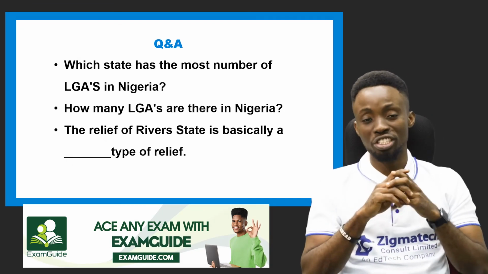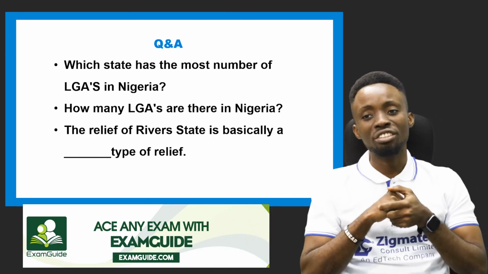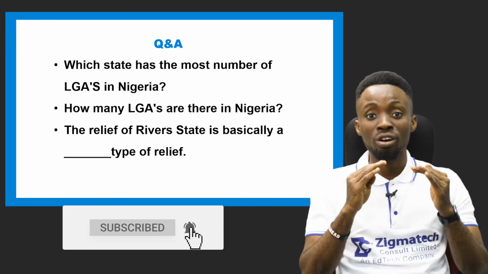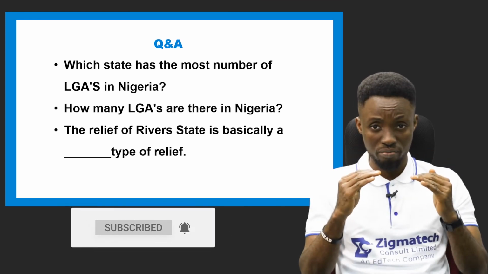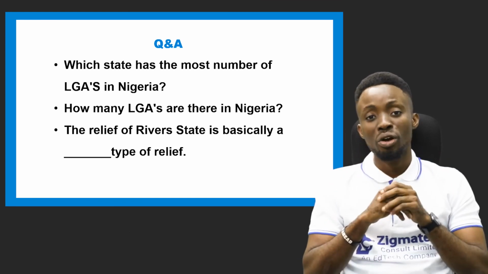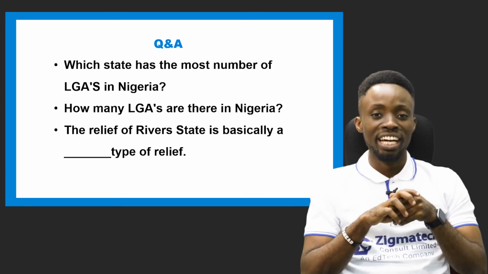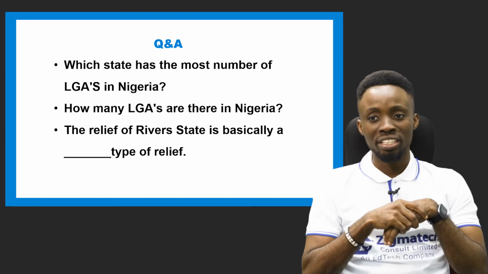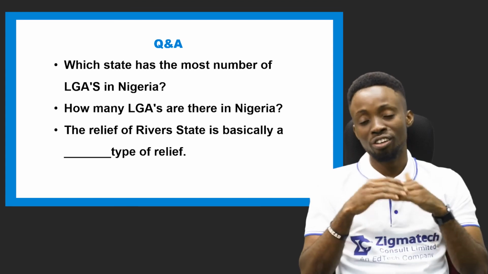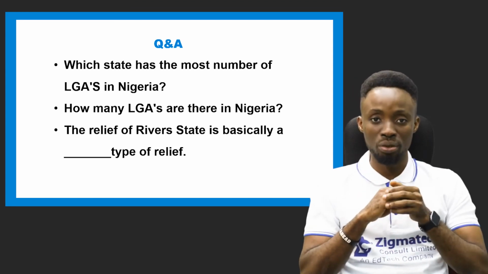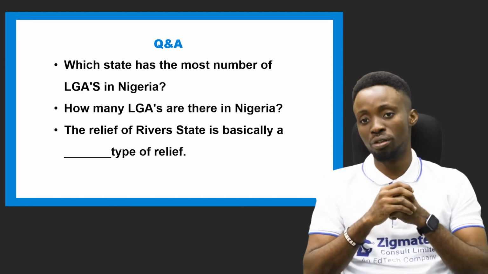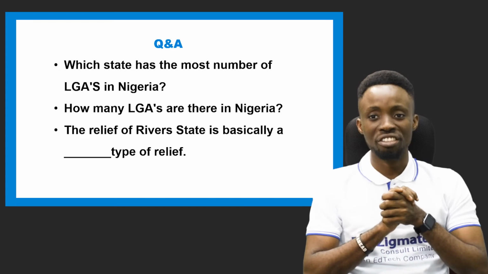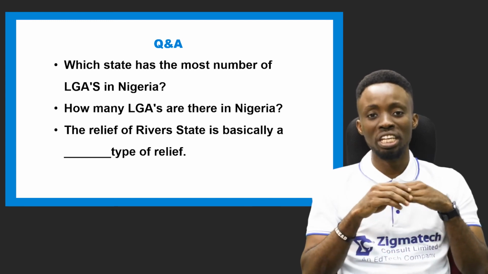Now, my first question is this: which state in Nigeria has the most number of local government areas? Okay, I guess you got that correctly. The state with the most number of local government areas in Nigeria is Kano State, and it has about 44 local government areas in Nigeria. Now let's go to the next question.